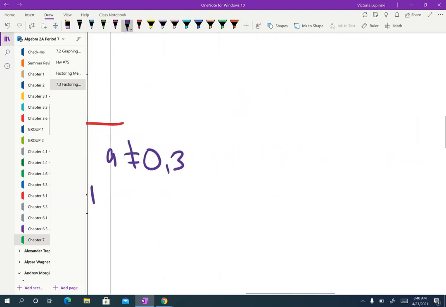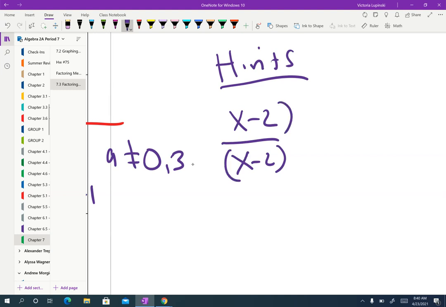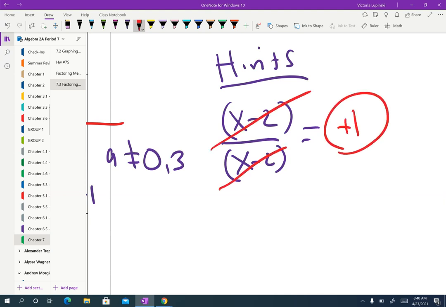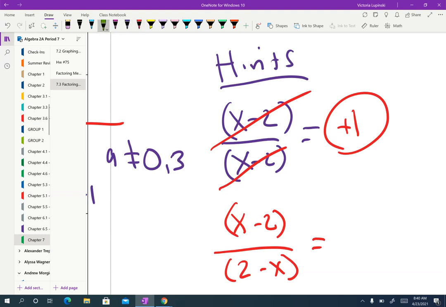Again, just a little hint and reminders about canceling. If I was to say to you x minus 2 over x minus 2, those are an example of a problem where they are exactly the same. So I could cancel those completely and be left with a positive 1. Compare that to if I had x minus 2 versus 2 minus x. Those are not exactly the same, but they are exact opposites. The opposite of a positive x is a negative x, and the opposite of a -2 is a positive 2. So if you ever see a pair of exact opposites, those are going to cancel to be a -1. So I think that is going to be really helpful going forward.